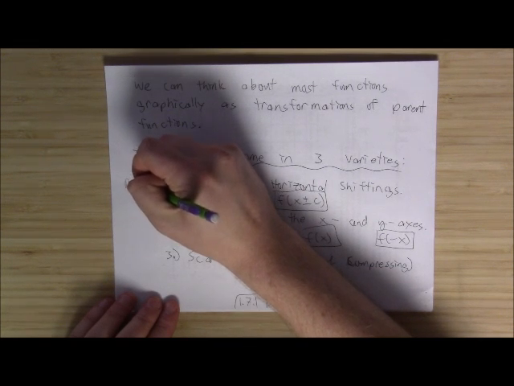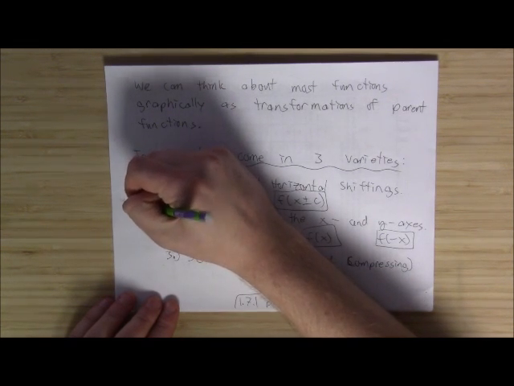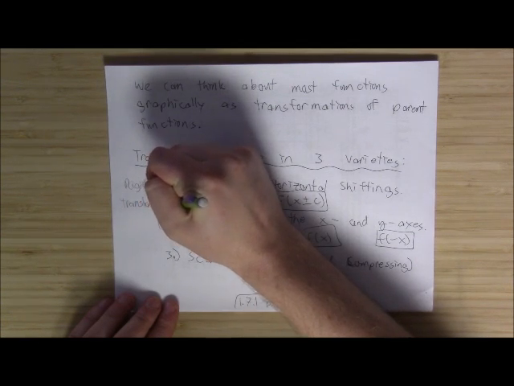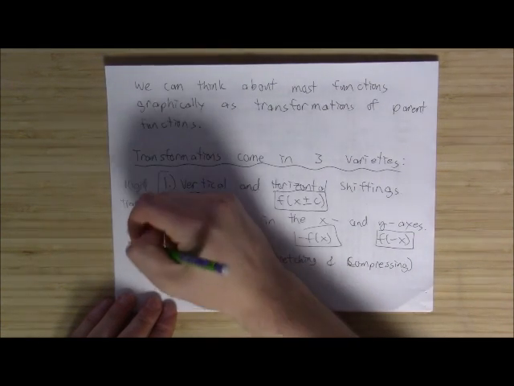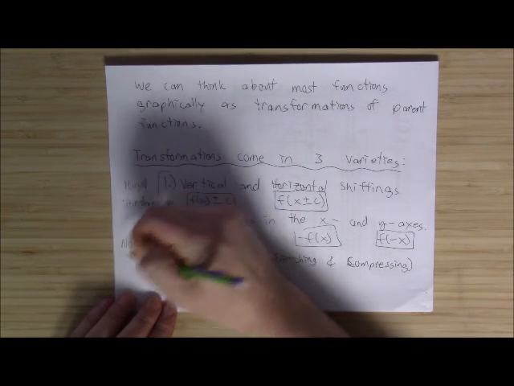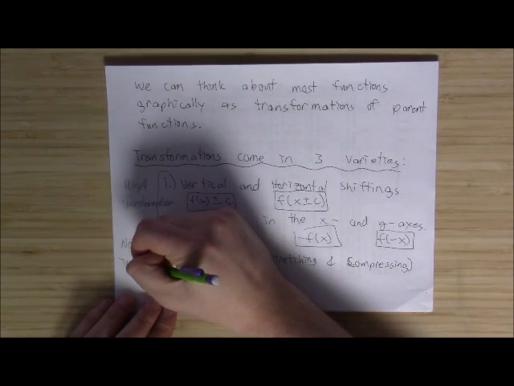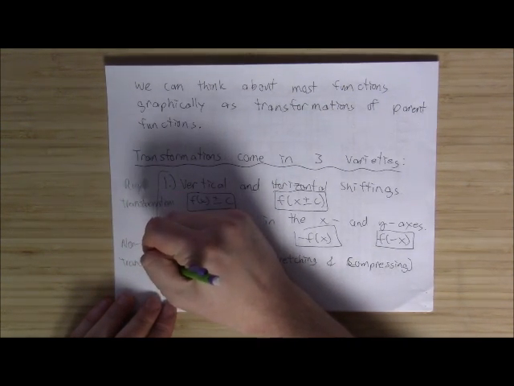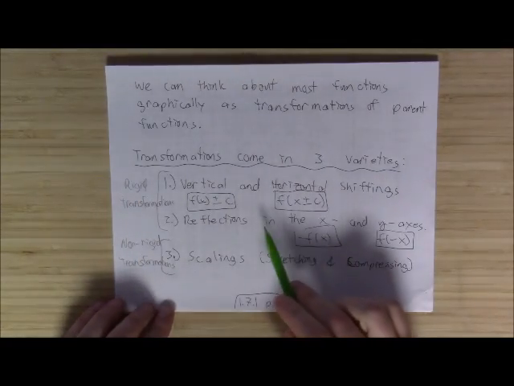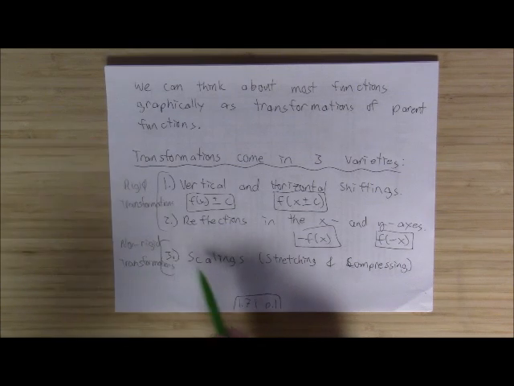As such, these are called rigid transformations, and these are called non-rigid transformations. And basically the reason for this is rigid transformations don't change how the graph looks, but these do.